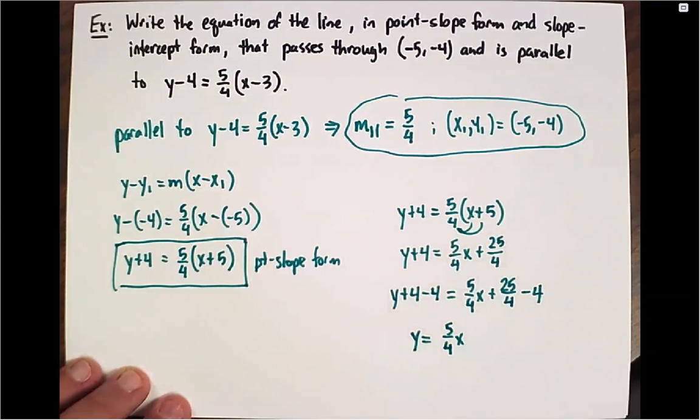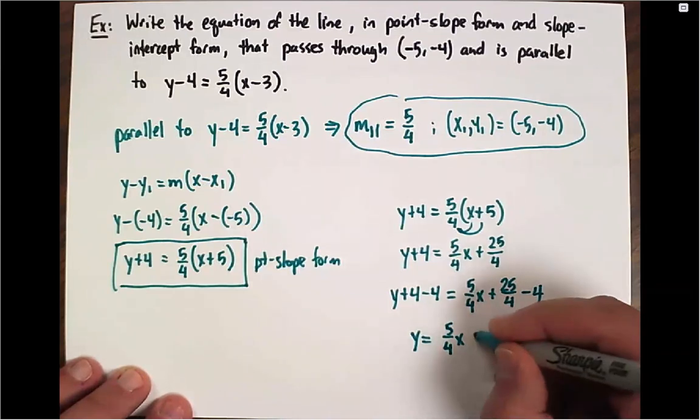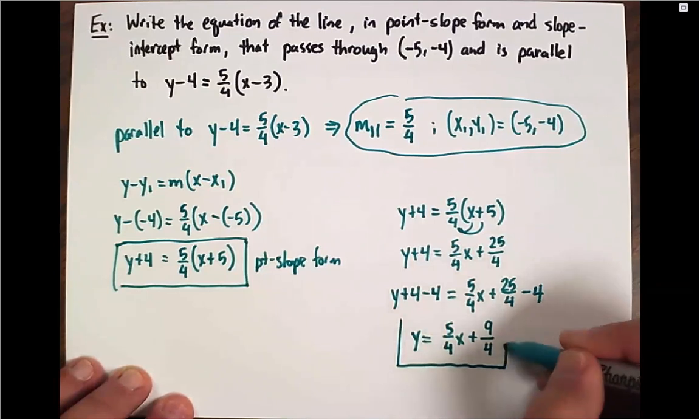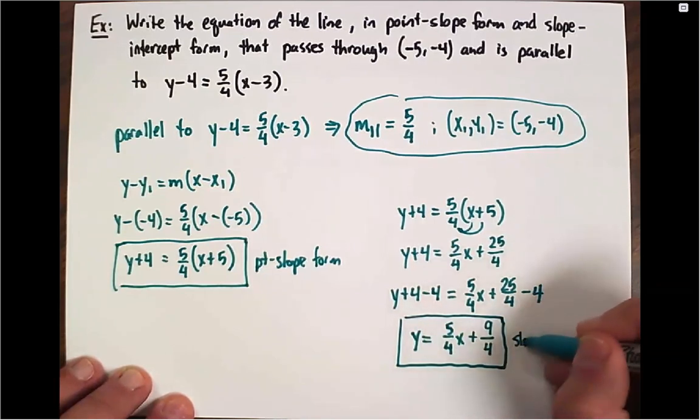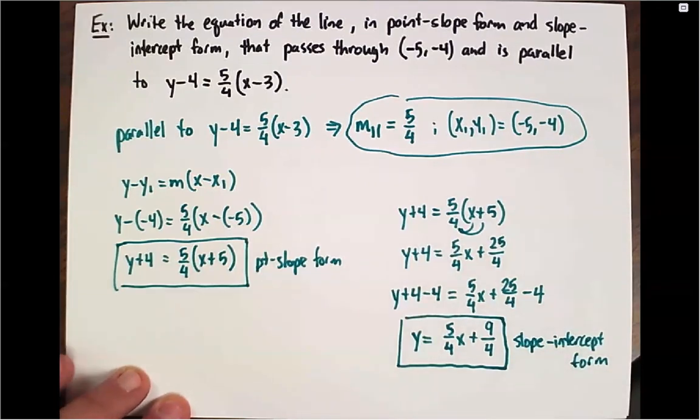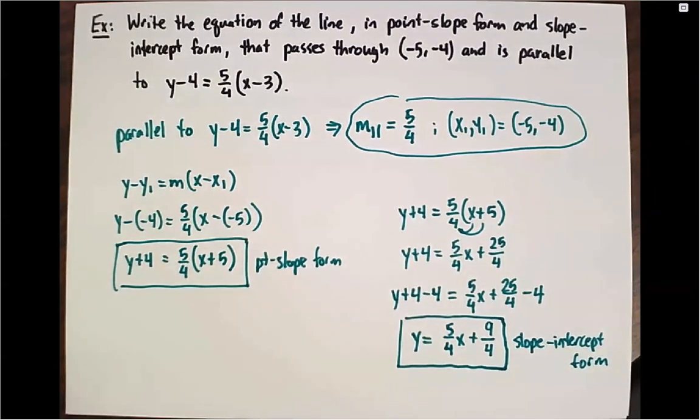How many fourths is 4? 16 over 4 equals 4. So 25 over 4 minus 16 over 4 leaves me with 9 over 4. And so y equals 5 fourths x plus 9 over 4. That is my slope intercept. Any questions?